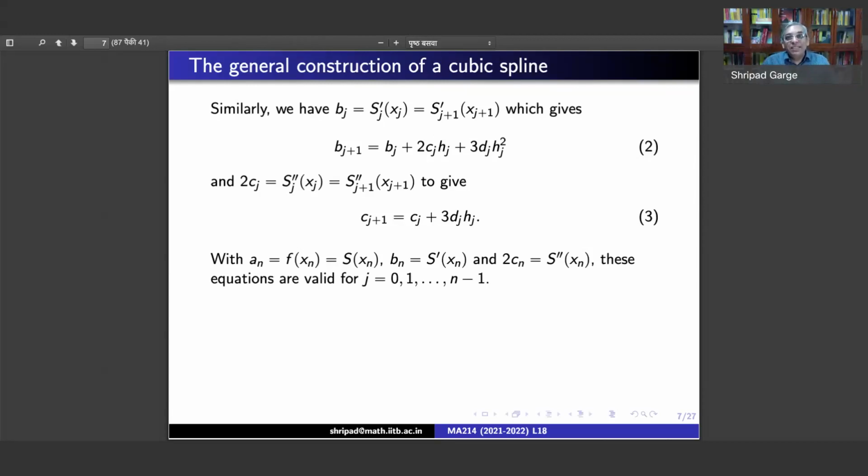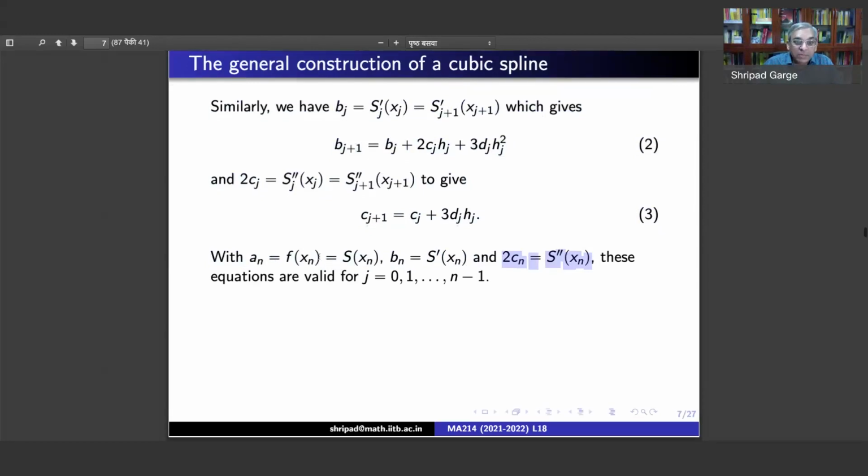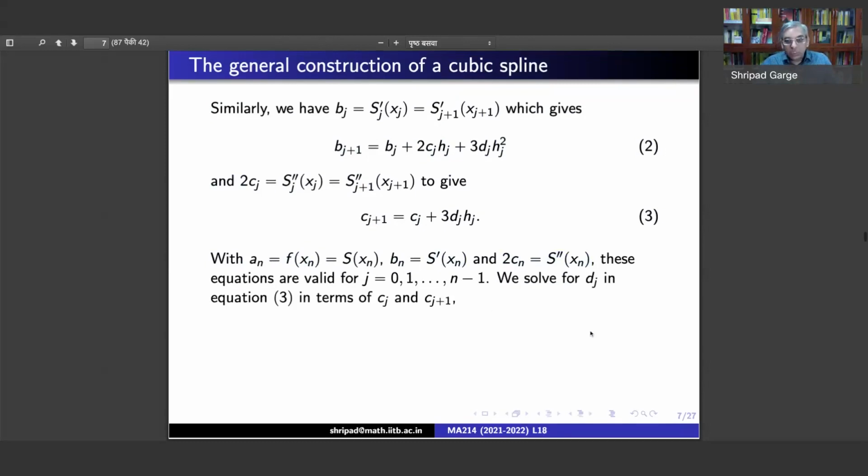So together we do seem to have 4n equations, but of course there are these two, b_n equal to s prime of x_n and 2c_n equal to s double prime of x_n. These are not really equations because we don't have this information. Here we have the information about f of x_n. That's information that is given to us, but this information is not something given to us. So we will still need two more equations, and those are going to be the boundary conditions. But let's see what we can do with these equations at the moment.